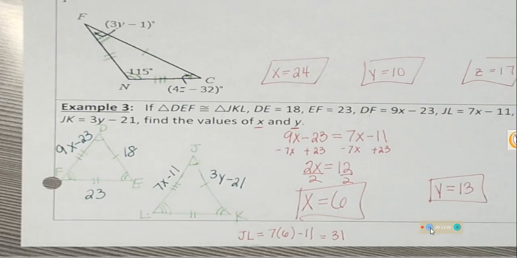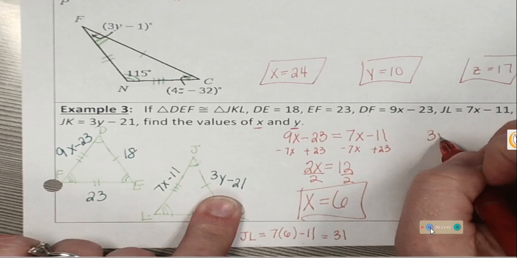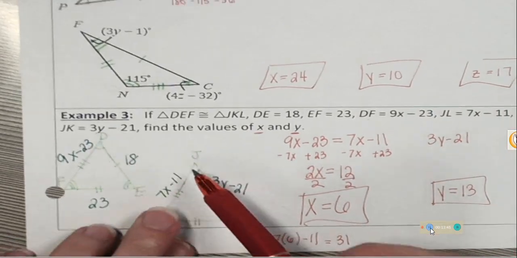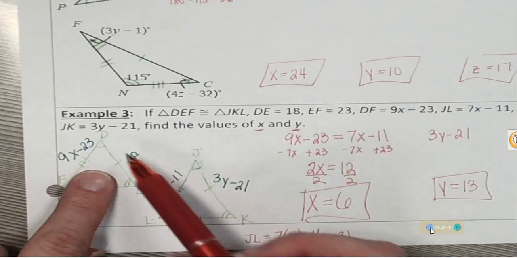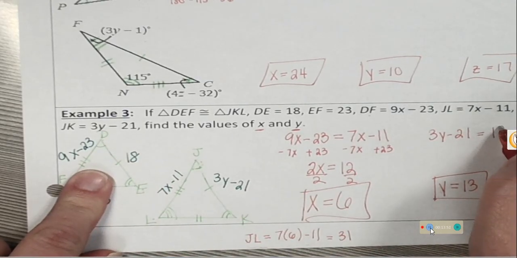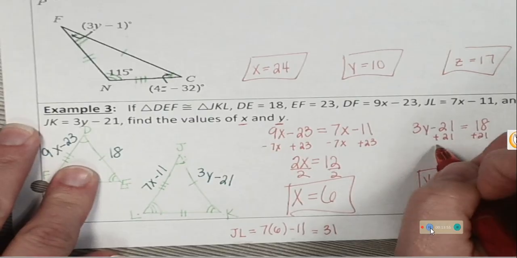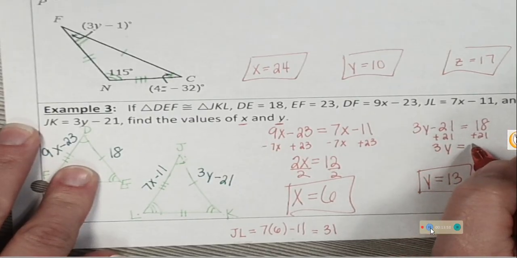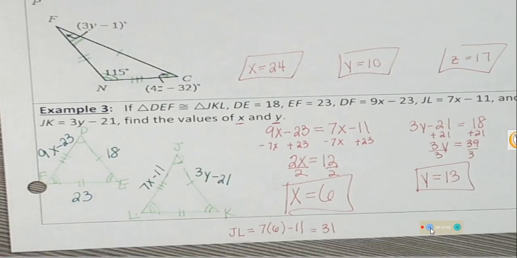So you find y. All right, so here's my only y. 3y minus 21 is the side JK. This side is congruent to DE, which is 18. That means they are equal. So I'm going to add 21 to both sides. So I get 3y equals 39. And when I divide by 3, that's how I got y equals 13.